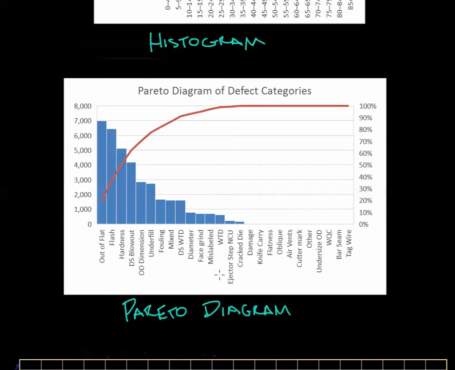So it's a great tool for organizing root causes to a defect, defect categories. It's a great tool if you're trying to direct your budget, your workforce, or your priorities. This is a tool for helping you do that.